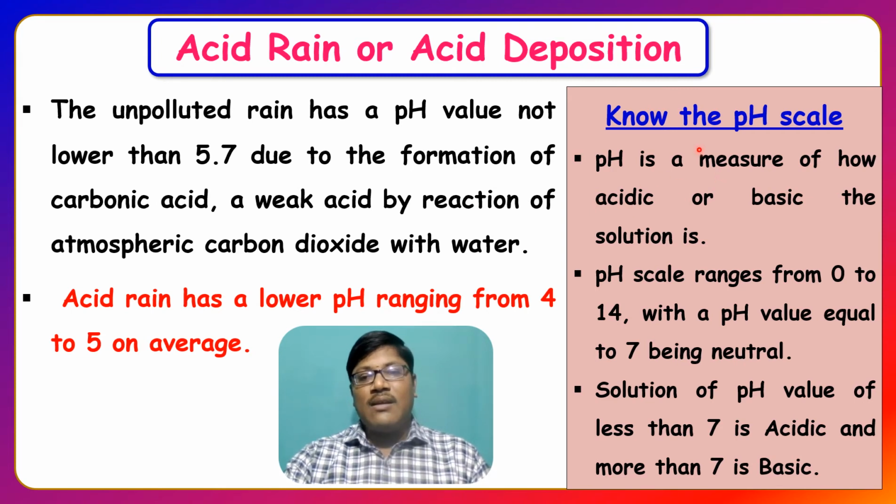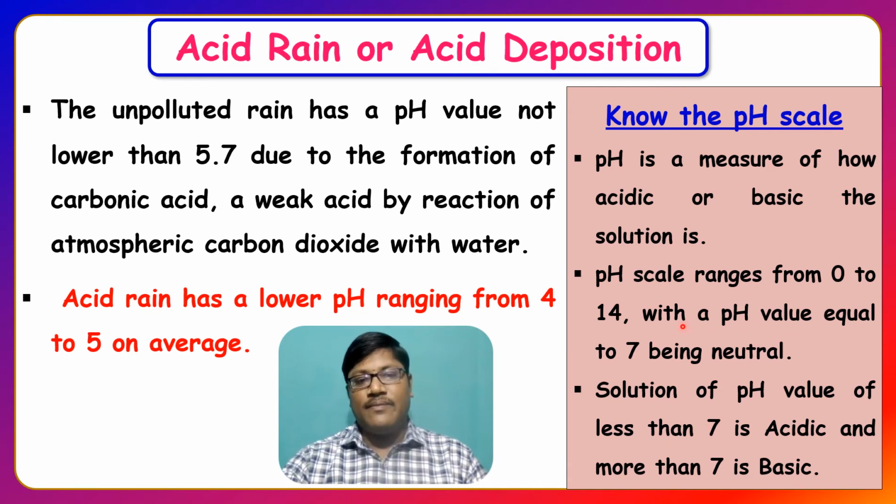Let us understand about the pH scale. pH is a measure of how acidic or basic a solution or water is. The pH scale ranges from 0 to 14, in which a reading of pH equal to 7 indicates the solution is neutral. If pH is less than 7, then the solution is acidic. If pH is more than 7, then that solution or water is said to be basic in nature.